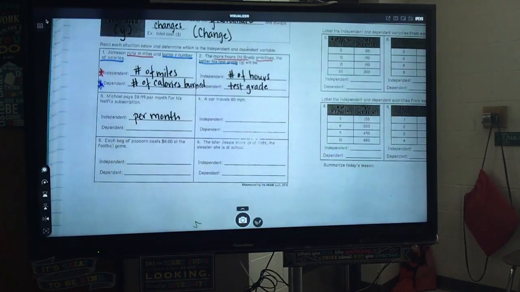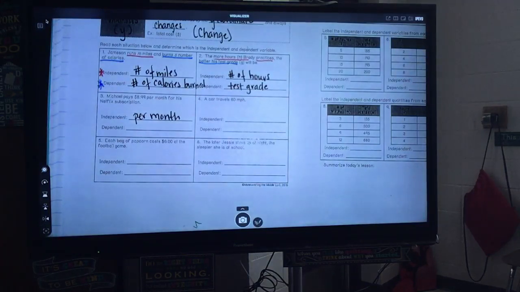Cost per month? No, we already know the cost per month, right? It already tells us that. So if Michael's paying 6 months worth of this Netflix subscription, Lily told us we would do 6 times $8.99, right? So when we did 6 times $8.99, what are we getting? Total what? Total price? Or total cost.